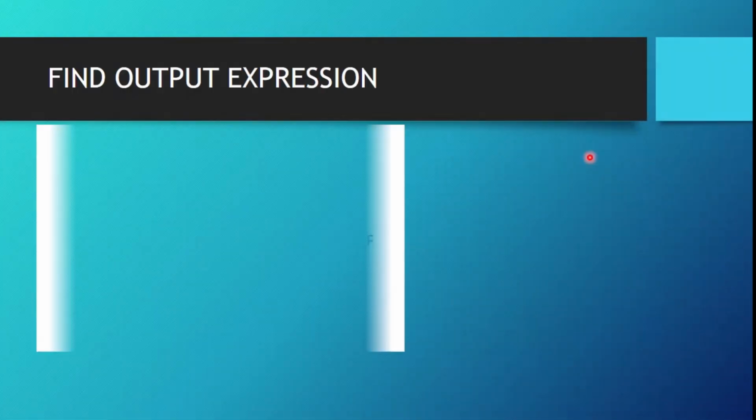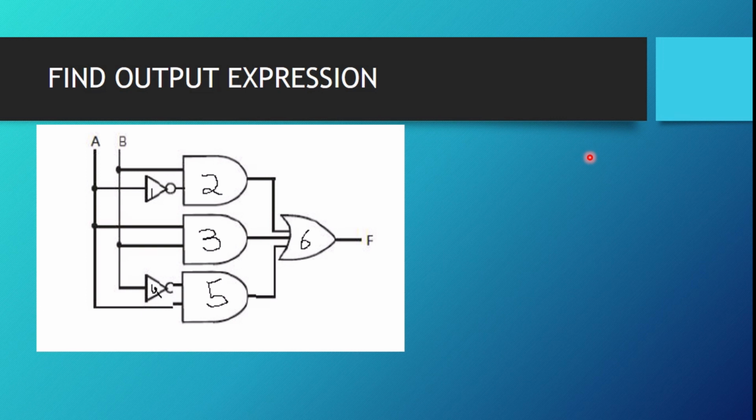Now the next question, here also we will proceed in the same way. What we do is, first of all we will pick all the gates, we will number all the gates, then the output of each gate we will mention, and then final output we can get. So this will be the answer for this question.